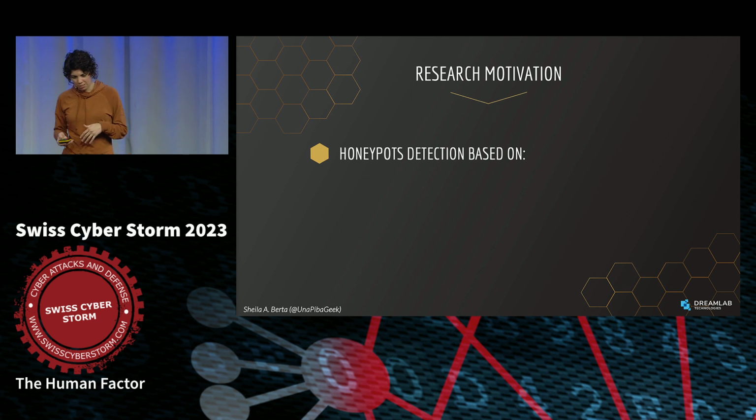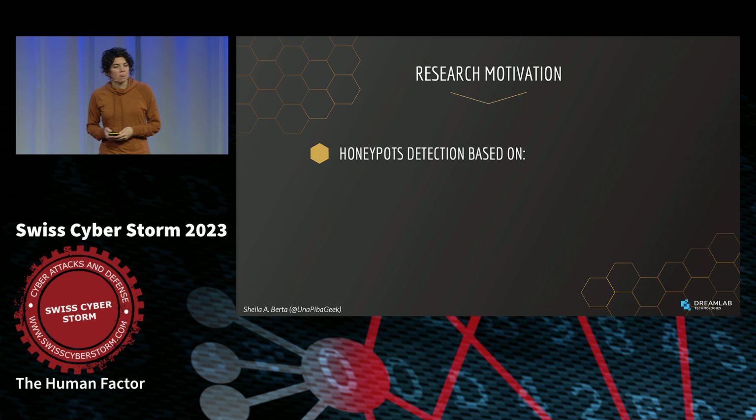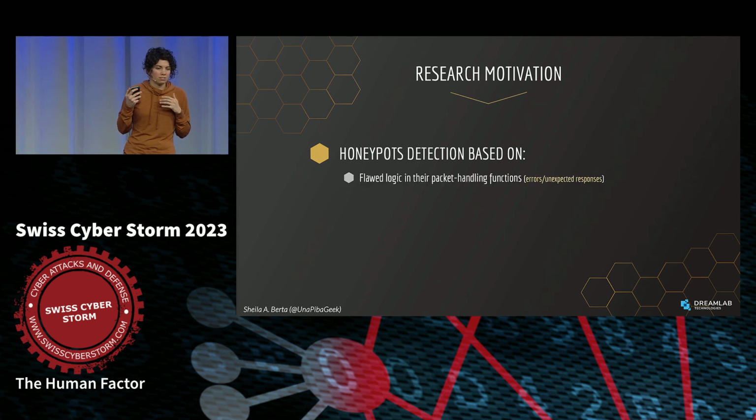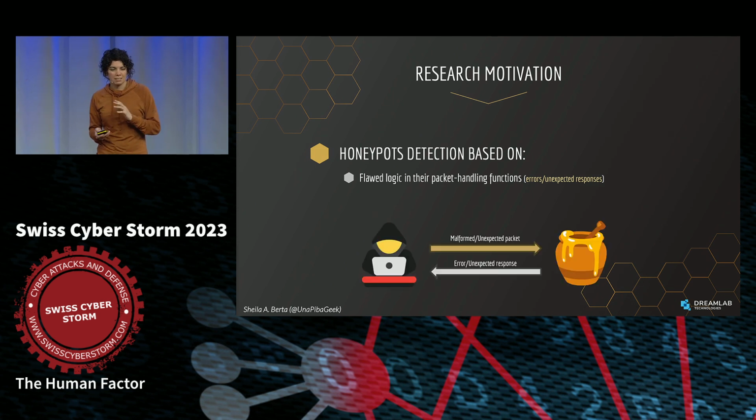So I wanted to come up with something new, or something a bit more sophisticated, to prevent the counter detection techniques that we saw before. So I wanted to detect honeypots based on a flawed logic in their packet handling functions. Basically, it works this way. We send a malformed or unexpected packet to the honeypot, and then the honeypot doesn't know how to handle that and responds with an error, or in an unexpected way, different from a real service. So we use that as a fingerprint.